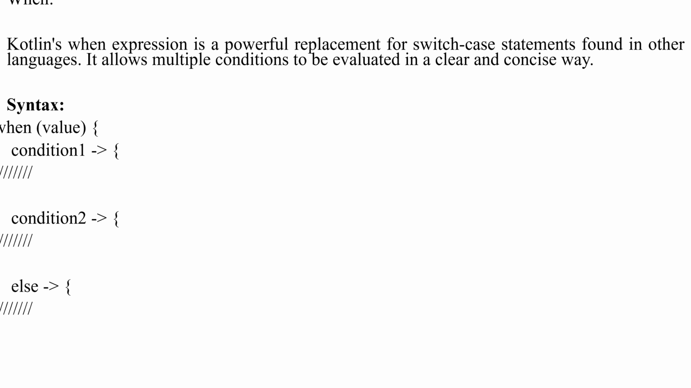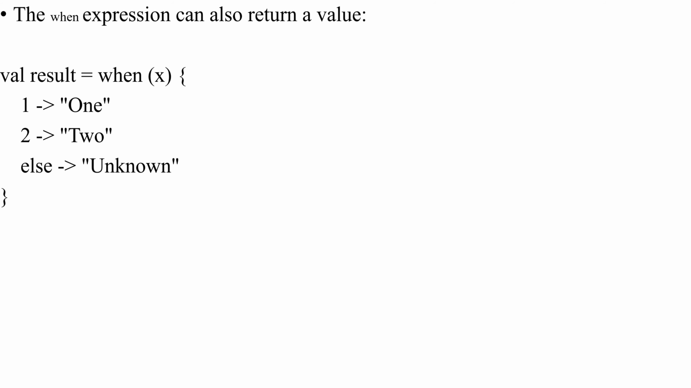When: the Kotlin when expression is a powerful replacement for the switch case statements found in other languages. It also allows multiple conditions to be evaluated in a clear and concise way. Syntax: when value is condition 1, it executes condition 1, or else it goes to condition 2, or else it's going to take the else condition. The when expression can also return a value, like val result = when x, option 1, option 2, and else unknown.